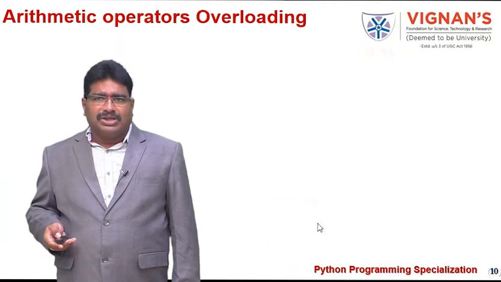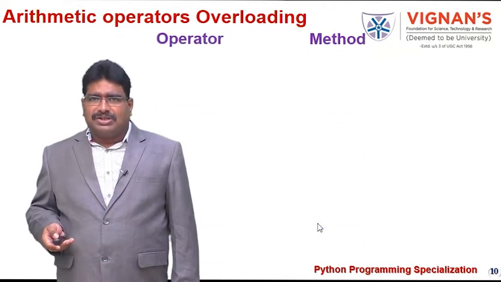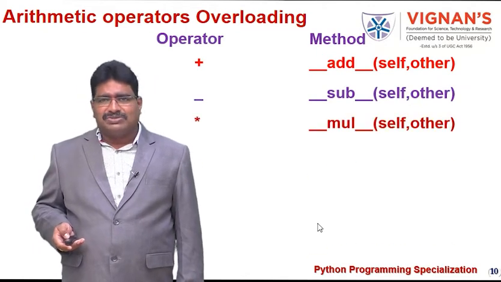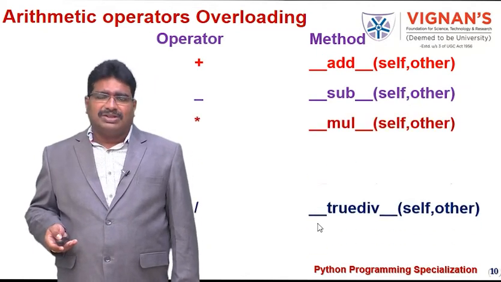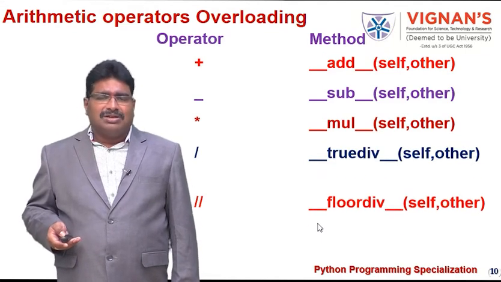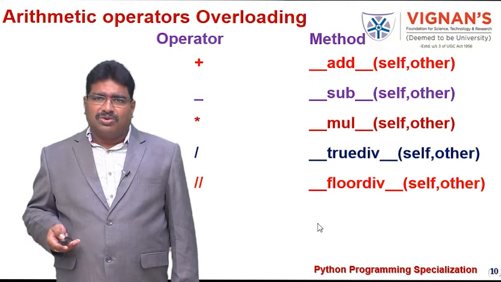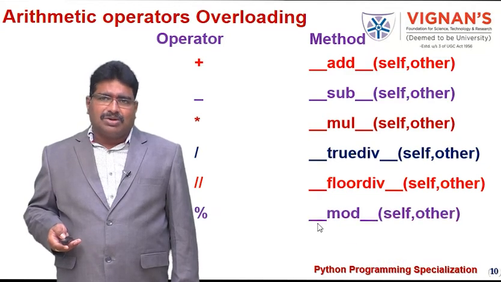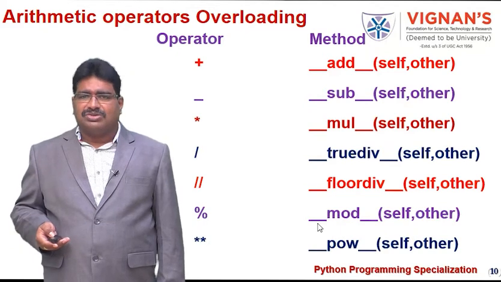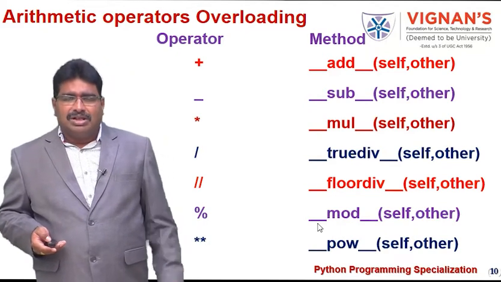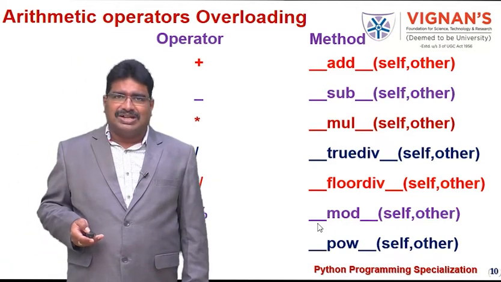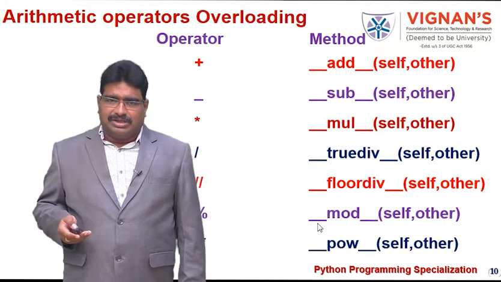Similarly, we are able to define the subtraction operation. Minus, we are using the sub. Similarly, for the star purpose we are using the mul. Similarly, for the integer division purpose we are using the truediv, and similarly the floating point division purpose we are using the floordiv, and similarly to calculate the modulus operation purpose we are using the mod, and similarly for the power function we are using the pow. So these are the method names used to overload. I hope you clearly understand the arithmetic operator overloading.